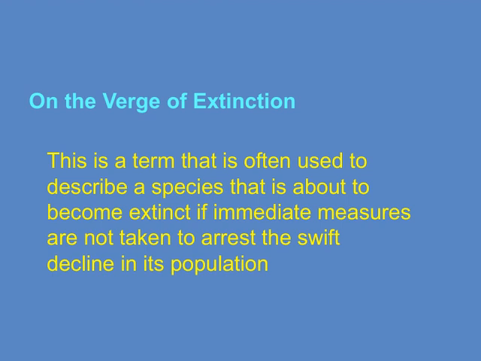Throughout this presentation, we've seen how human activities and environmental changes contribute to these declines. Recognizing when a species is on the brink helps us understand the importance of immediate intervention to prevent irreversible loss. So, being on the verge of extinction is more than just a phrase. It's a call to action to protect our planet's biodiversity before it's too late.